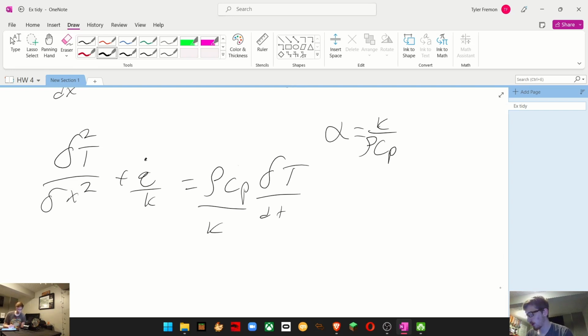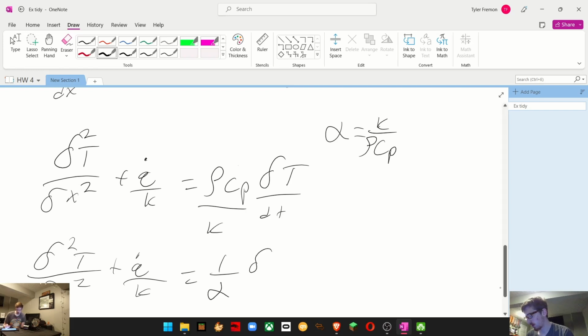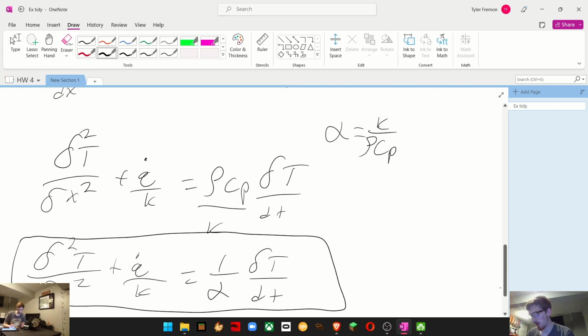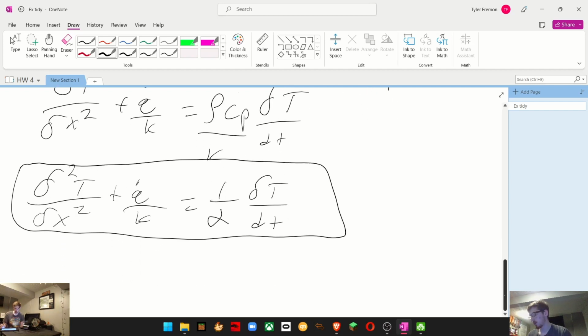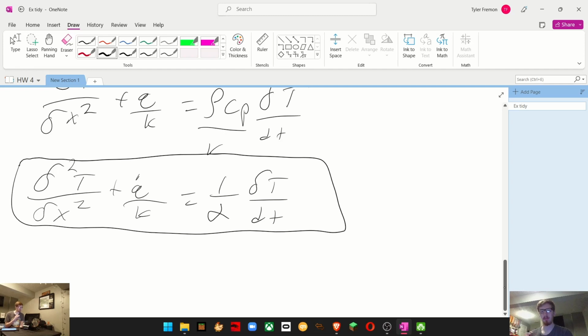So in this case, our final equation that we're going to be using in the next part of the series is second derivative of temperature with respect to position plus q dot over k is going to be equal to 1 over alpha times the change in temperature with respect to time. And we're going to be using this to analyze the heat diffusion through a bar.